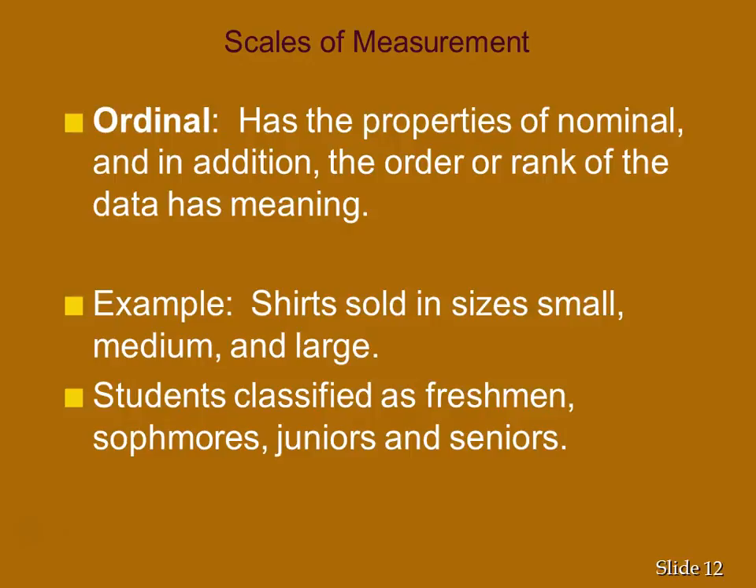The ordinal scale has all the properties of nominal, but in addition, the order or rank of the data has some meaning to it. If a firm sells shirts in small, medium, and large, it's understood that larger shirts are in some way bigger than medium and small. So the ranking there has some meaning to it. In your college class, if students are classed as either freshmen, sophomores, juniors, and seniors, it's understood that seniors have more credit hours than juniors, more credit hours than sophomores, and so on.